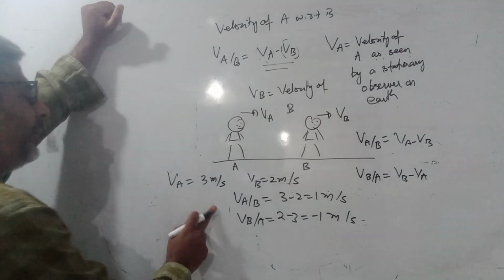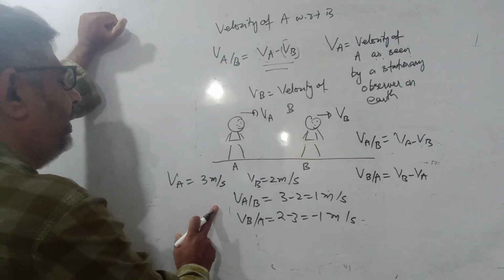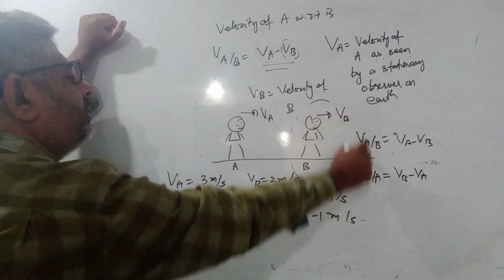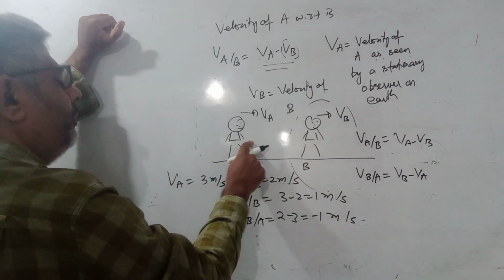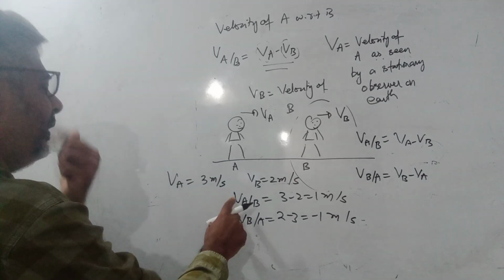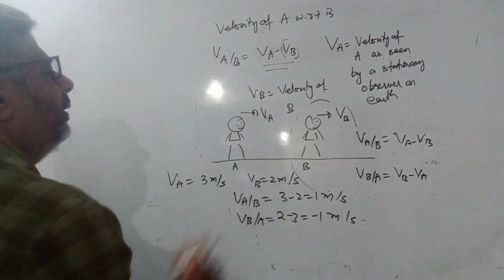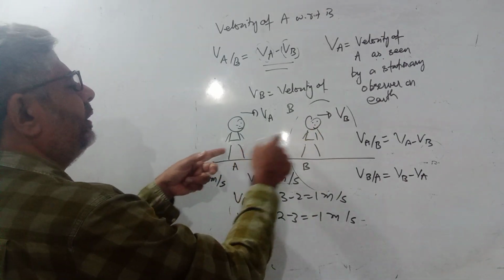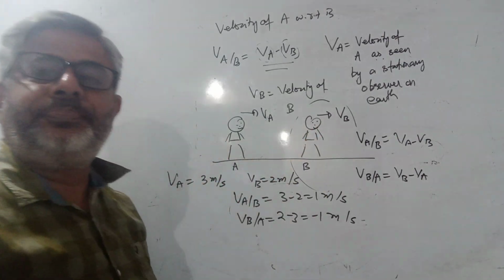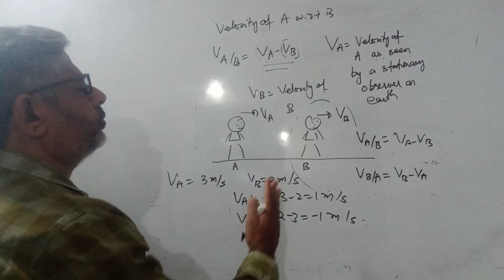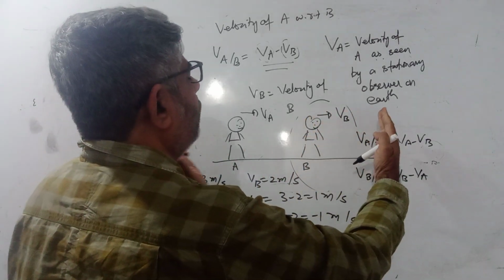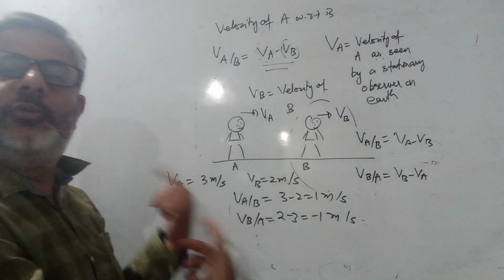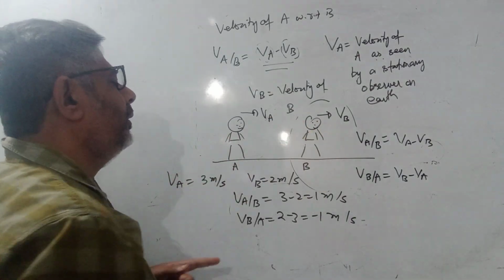Now let us interpret this result. Velocity of A with respect to B, with respect to him. So the question is, how does he find him moving? So we find that velocity of A with respect to B is 1. So if he is moving with 2 and he is moving with 3, he finds that his velocity is 1. And this is logical also, because if you are moving with 2 and you are moving with 3, actually with respect to him you are moving only with 1, 3 minus 2.